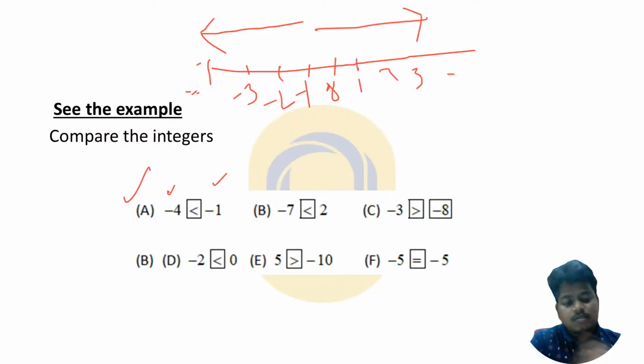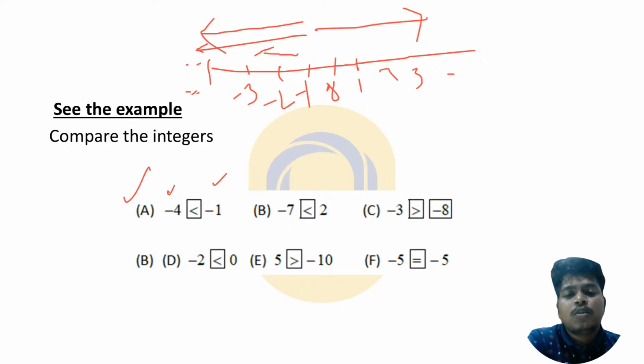Sorry for the delay. Now what will we do, we will see which is the bigger number and which is the smaller number. We'll compare the integers, which is smaller, which is greater. If we go left side, from right to left, we will get a lesser number or smaller number. The most left is the smallest, the right is greater.